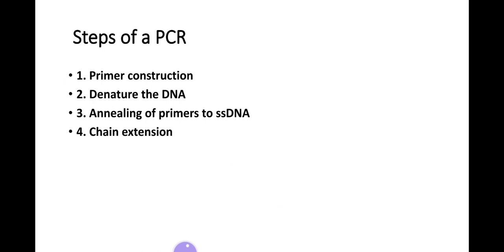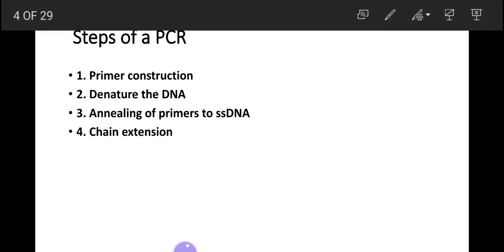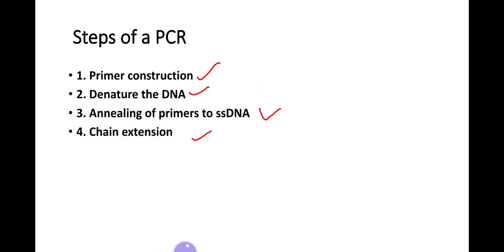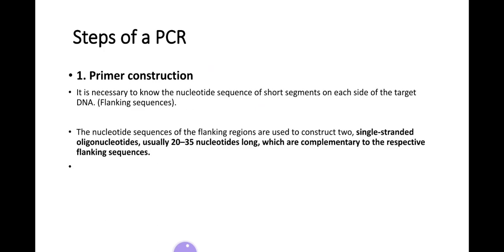What are the steps of the PCR? First of all, the first step is the primer construction. Then is the denaturation of the DNA, annealing, and chain extension. We will see all the steps one by one. The first is the primer construction.